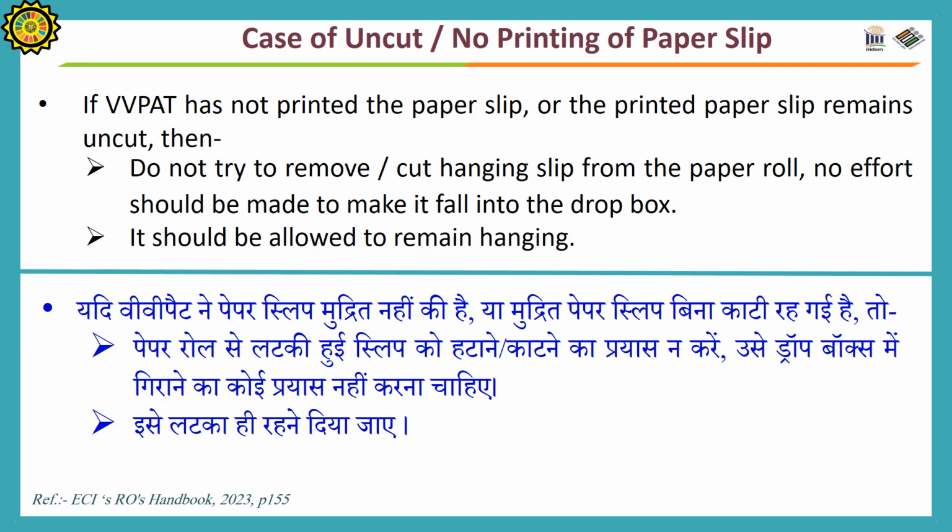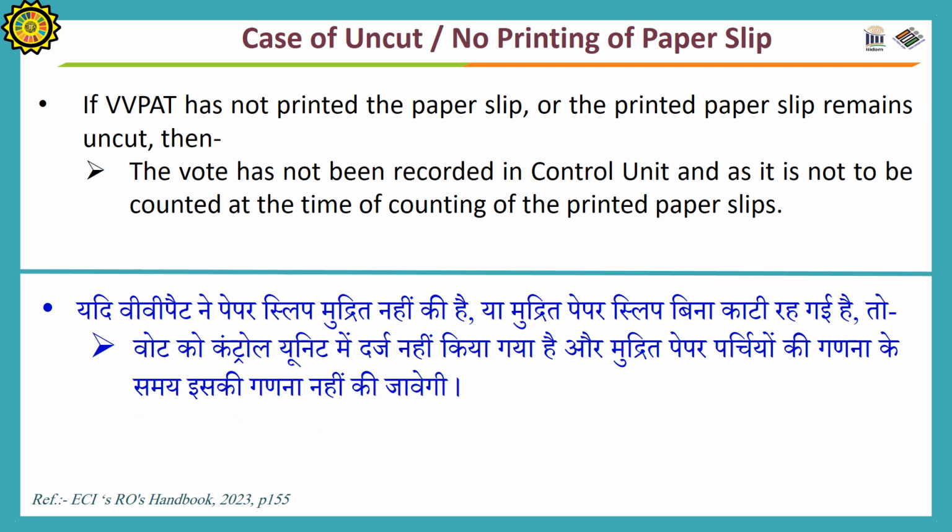If the VVPAT has not printed the paper slip, or the printed paper slip remains uncut, then do not try to remove or cut the hanging slip from the paper roll. No effort should be made to make it fall into the drop box. It should be allowed to remain hanging. The vote has not been recorded in the control unit, and it is not to be counted at the time of counting of the printed paper slips.